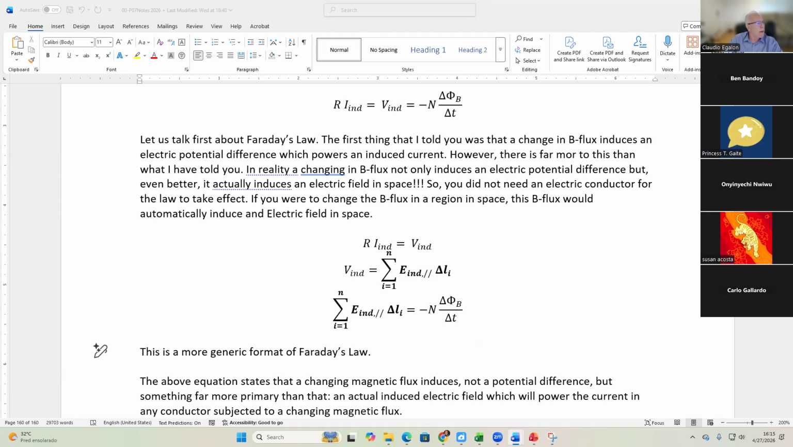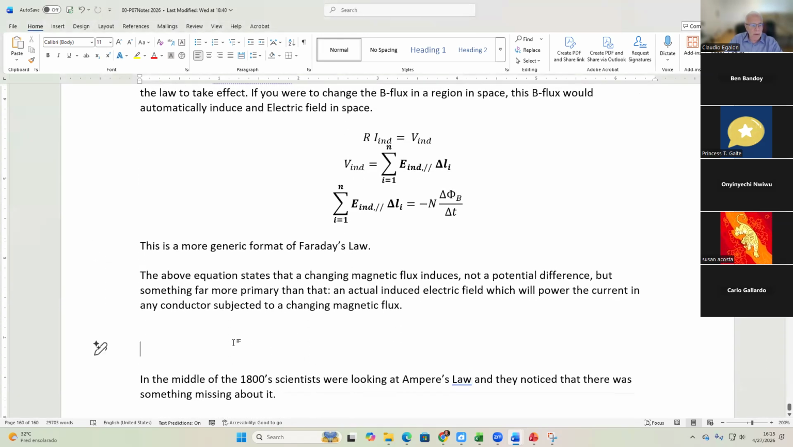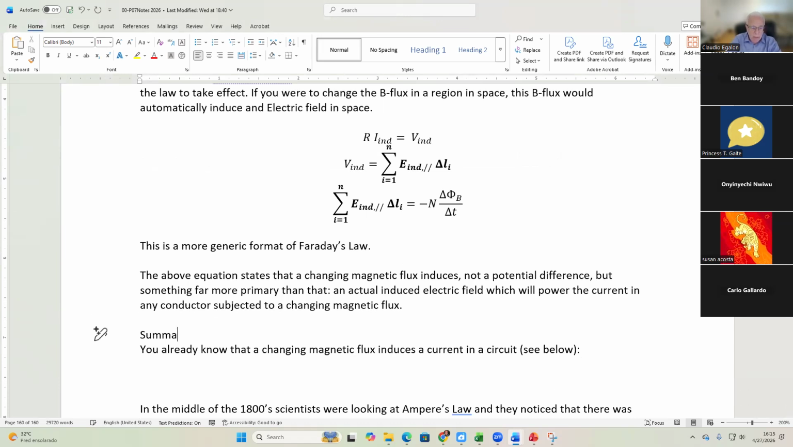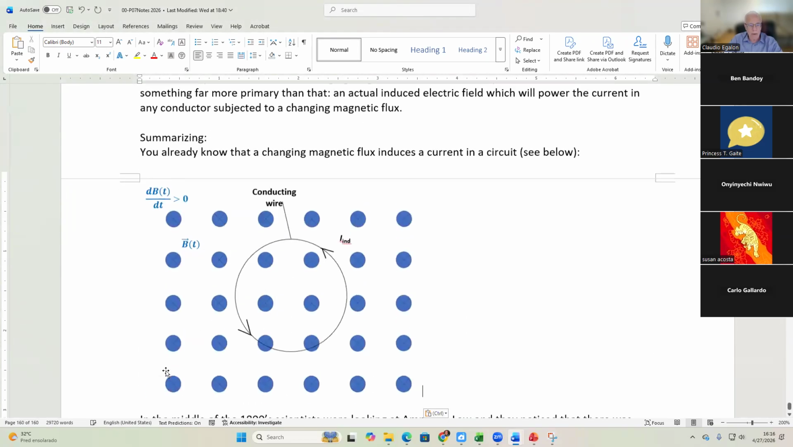I'm going to just copy and paste what I mentioned to you before. Here you go. What you saw in the illustration is exactly what I'm going to paste here. Summarizing: one, you already know that a change in magnetic flux induces the current in a circuit.